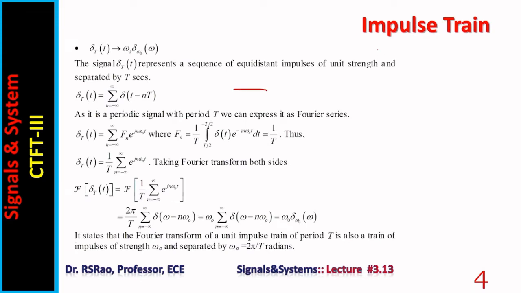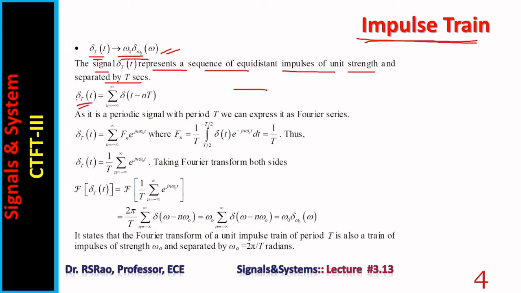Now we consider the impulse train. In the previous slide, it was a single impulse. Now it is an impulse train, a periodic signal. The Fourier transform of the impulse train delta T of t is omega naught delta omega naught of omega. To know how this relation has come into being, consider that the signal delta T of t represents a sequence of equidistant pulses of unit strength separated by T seconds. The time period is T.